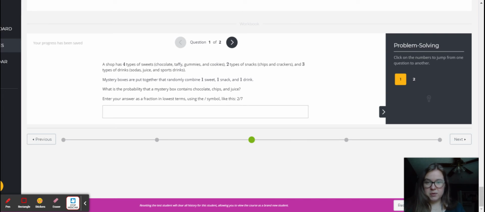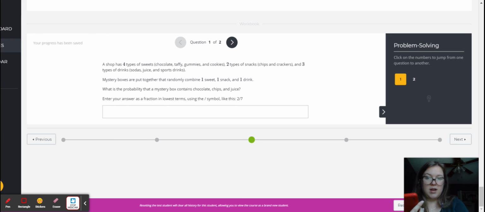A shop has 4 types of sweets: chocolate, taffy, gummies, and cookies. There are 2 types of snacks, chips and crackers, and 3 types of drinks: sodas, juice, and sports drinks. Mystery boxes are being put together that randomly combine 1 of each. What is the probability that a mystery box contains chocolate, chips, and juice? So how many would be chocolate? We have 1 out of 4. And if you have a calculator, I'm going to type it in my calculator. And then I'm going to multiply it because they're all independent.